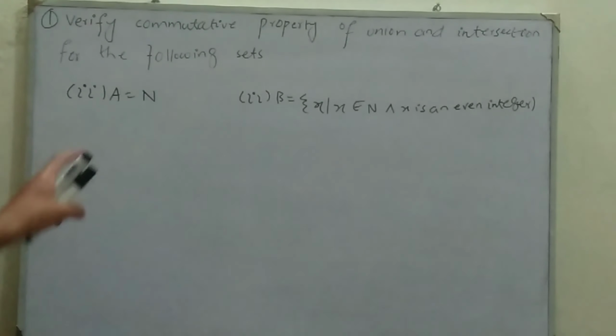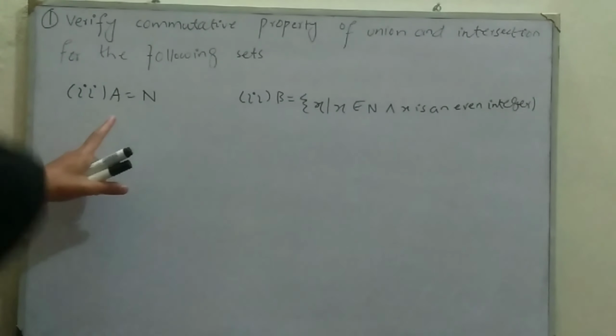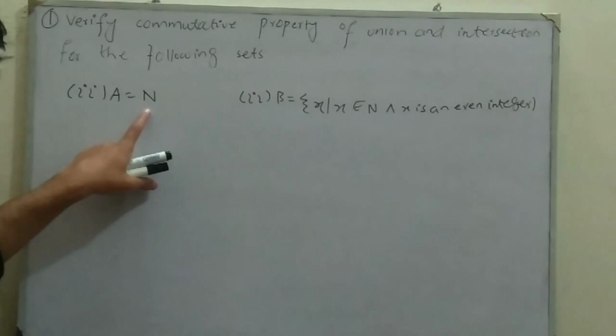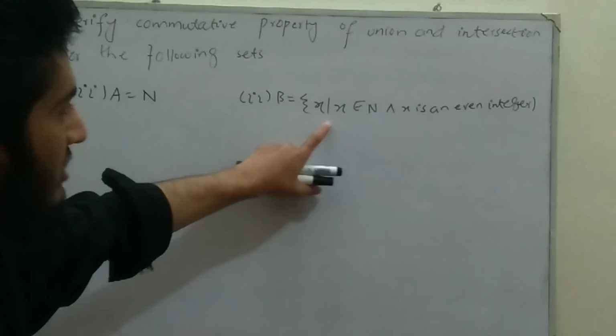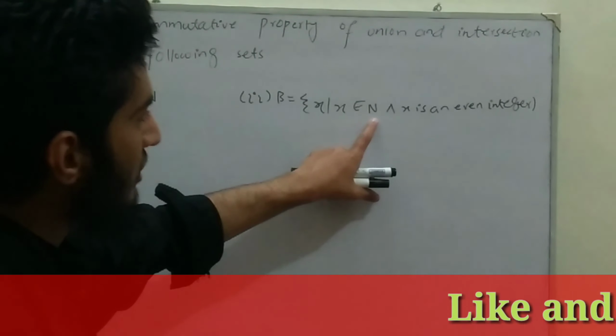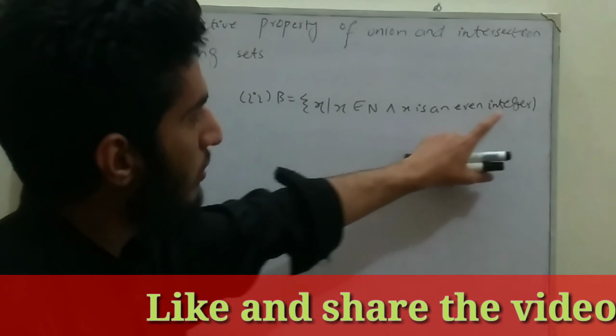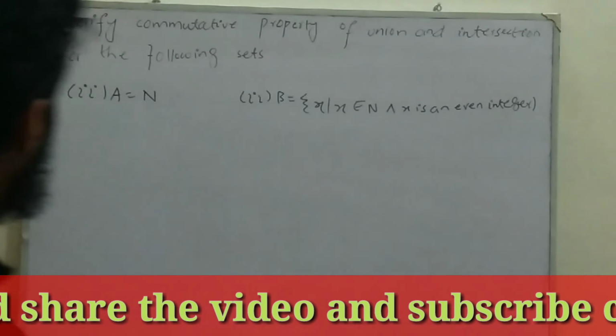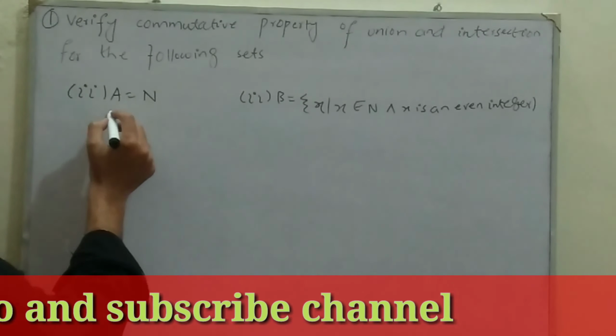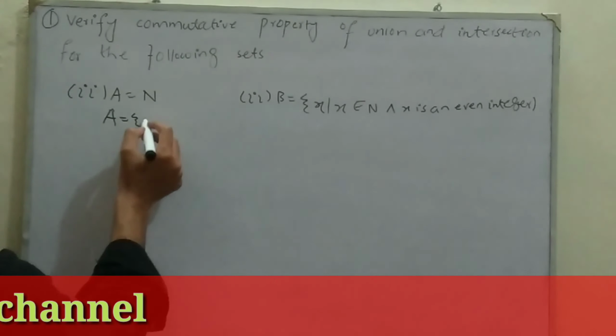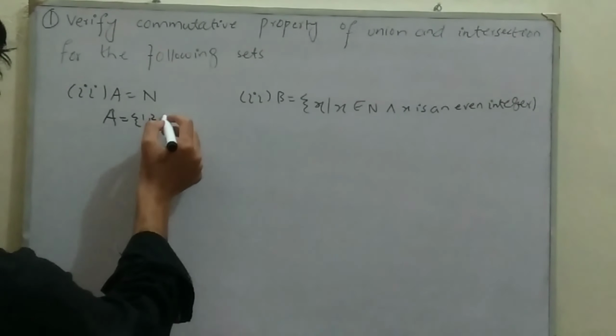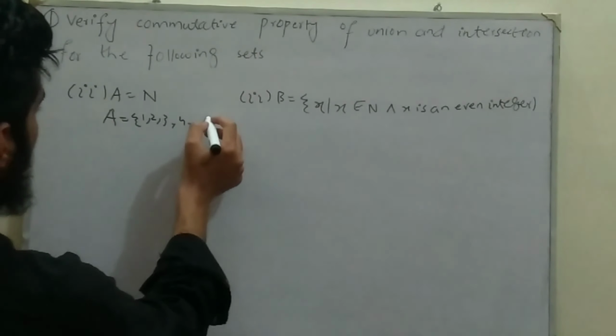Now move to part 2 of question number 1. It tells that A is the natural set, N means natural set, and B is the set of X such that X belongs to the natural numbers and X is an even integer. That's why we are also going to write the sets. Just like A is equal to the natural set, it starts from 1 and goes to positive infinity: 1, 2, 3, 4 and goes on.